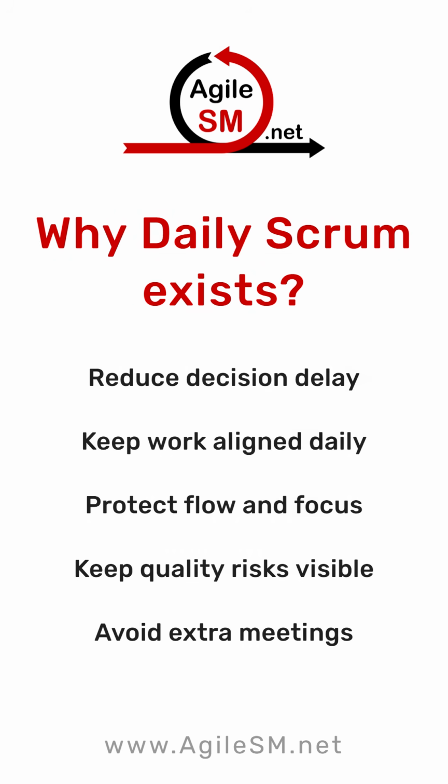Why Daily Scrum exists in Scrum. The purpose of Daily Scrum is to reduce delay in decision-making and keep the team aligned every day. It helps developers focus on the next best moves, protect flow, and avoid losing time through hidden queues, unfinished work, or unclear priorities. It also keeps quality risks visible, especially around integration and the definition of done, so problems do not pile up silently. When Daily Scrum works properly, it reduces the need for extra coordination meetings because the important trade-offs are already being made in time.